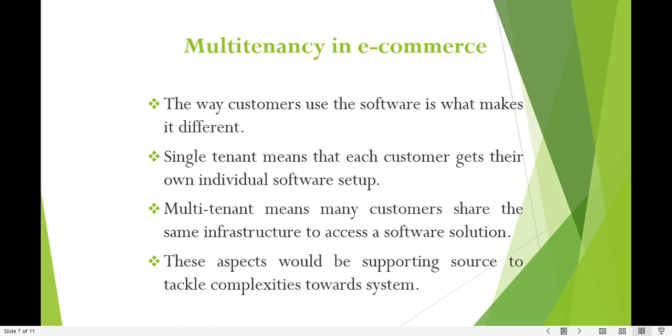Multi-tenancy in e-commerce. What are the multi-tenancy methods that we have? These are the key four points which I've picked up based upon my experience of how it actually works. The way customers use the software matters. A single tenant means each customer gets their own individual software setup. Multi-tenancy means many customers share the same infrastructure to access the software solutions, which is AWS. AWS is a single platform. Multiple e-commerce website users will use the same platform. This helps tackle complexity in the system.